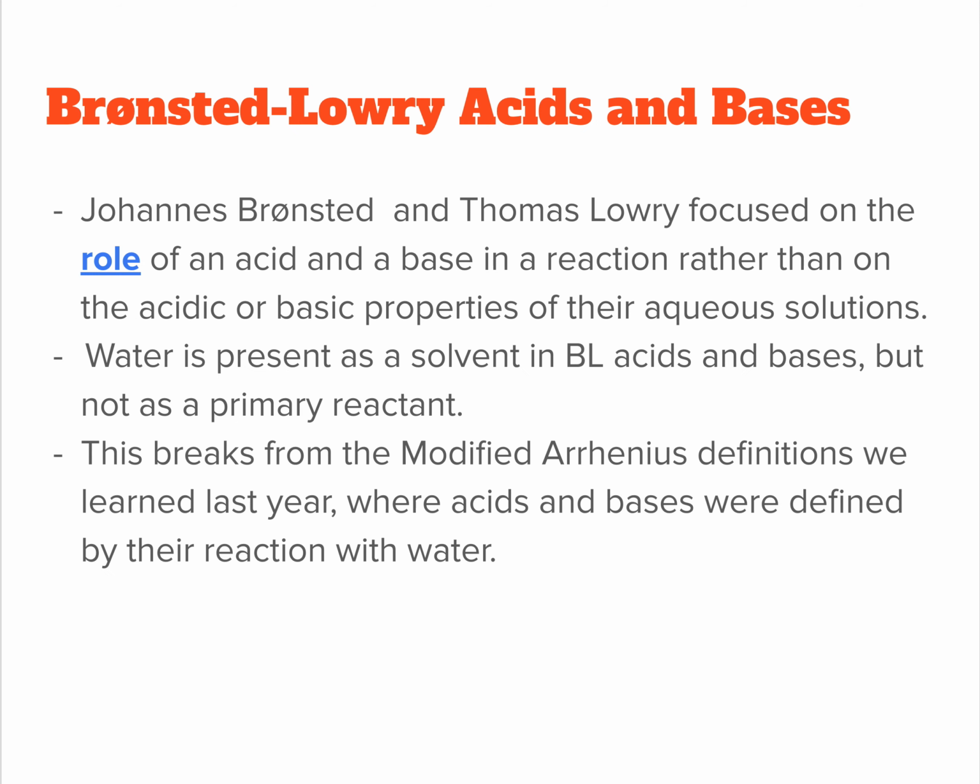So these are the evolution of the Arrhenius definitions that we learned in Chemistry 20. Johannes Bronsted and Thomas Lowry, instead of focusing on the properties of acidic and basic solutions, tried to predict when chemicals will take on the role of an acid or a base.